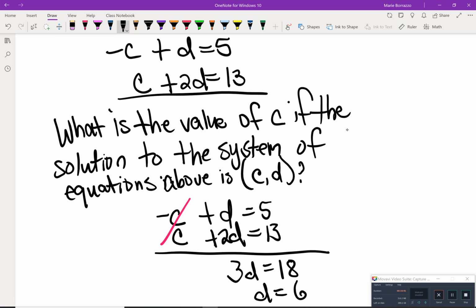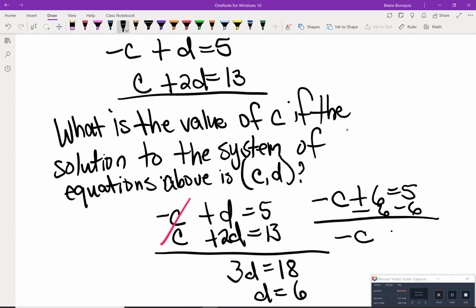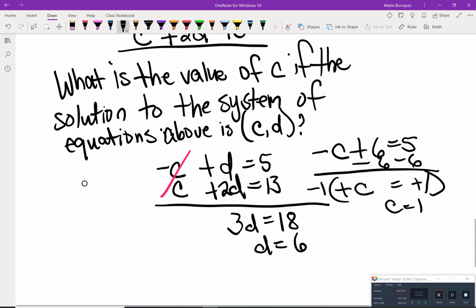If I know that d is equal to 6, I can take -c plus 6 is equal to 5. I'm going to subtract the 6 on both sides. Notice that I end up with -c is equal to -1. But remember, we don't like negatives for leading variables. So in this case, multiply by -1. So this changes to positive c equals 1. Okay, so that's the answer on that one.